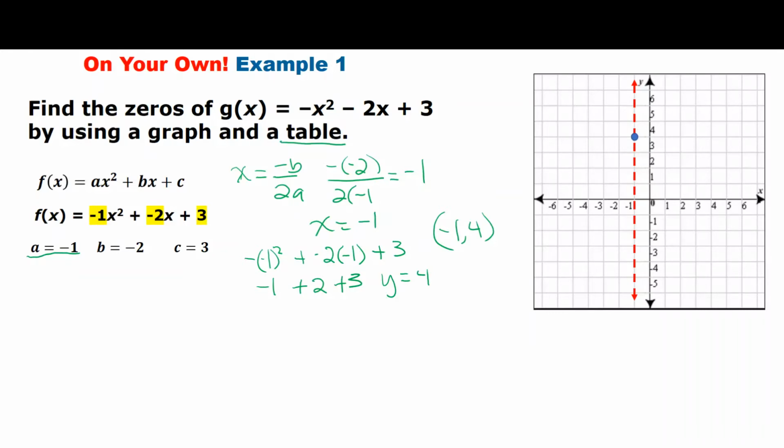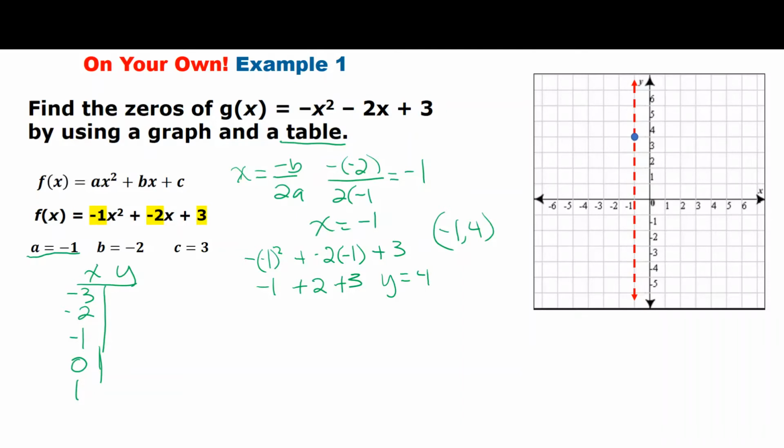Again, it says to use a table. So I'm going to make my table. Have an x and a y, and my axis of symmetry is going to be at -1. So I'm going to just put that down here, and I'm going to go ahead and put some other points. I'm going to try -3, -2, and just picking 2 numbers on either side of that axis of symmetry. And then this would be a 0 and a 1. Okay, so let's fill all these out.